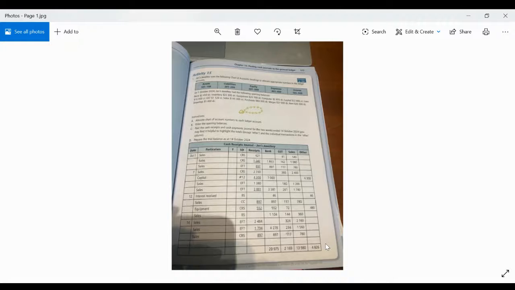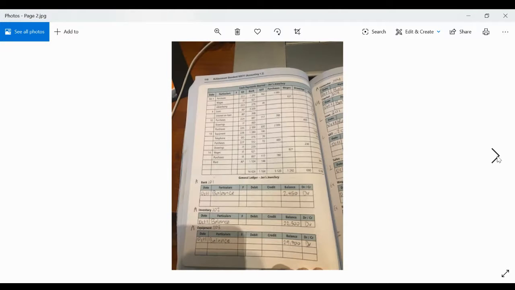Hi girls, so this is a video explaining the first part of Jen's jewellery. The first thing that I go through and do is look at the general ledger accounts. So you'll see that we've got bank here.